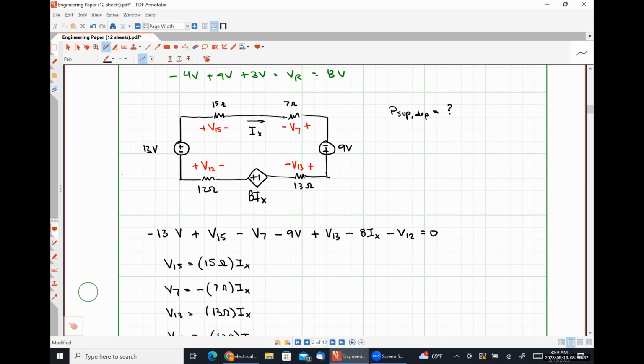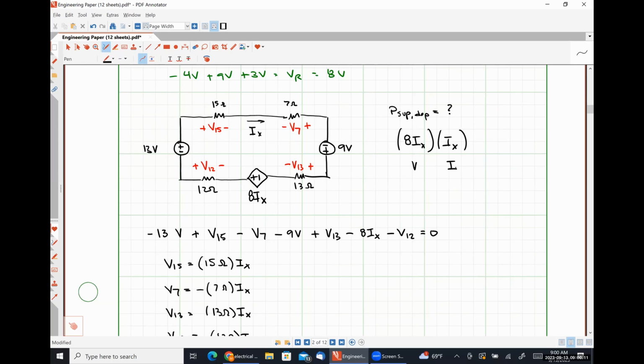So 8 times Ix is the voltage, because that's a voltage source, but power is voltage times current, okay? So I need 8 times Ix, which is the voltage, times Ix, which is the current. Do I need to add a negative sign? Supplied, so I do not, right?